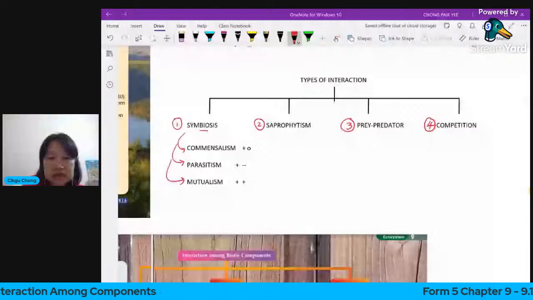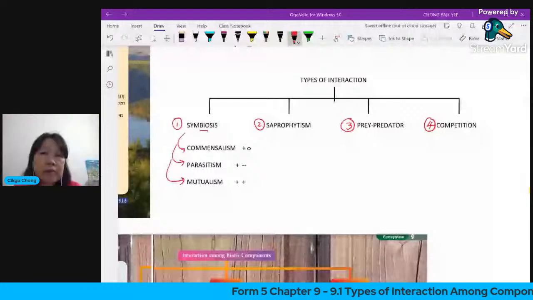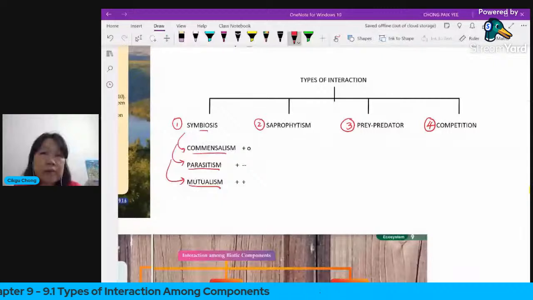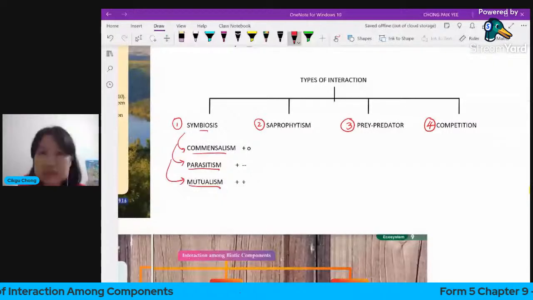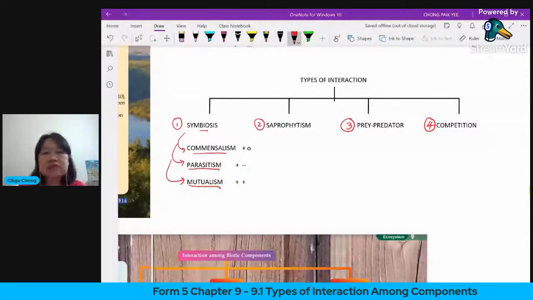Commensalism: for commensalism, one party will have an advantage, while the other party has no loss and no gain. That means it's nothing to the other organism. I don't lose, I don't gain anything, only you gain. So that kind of relationship is called commensalism.